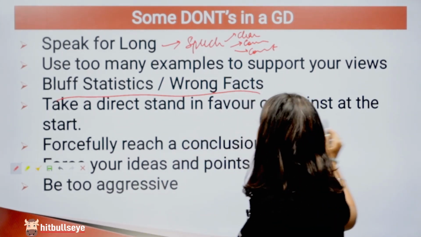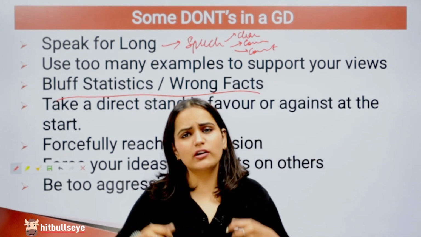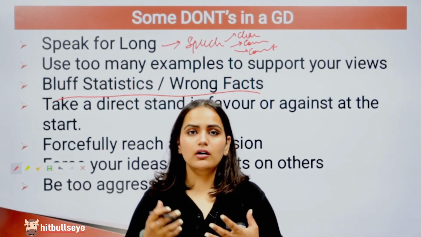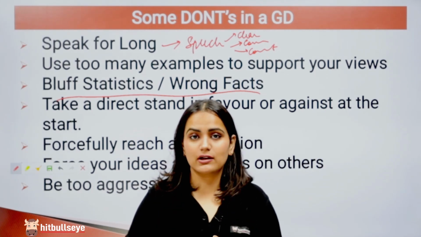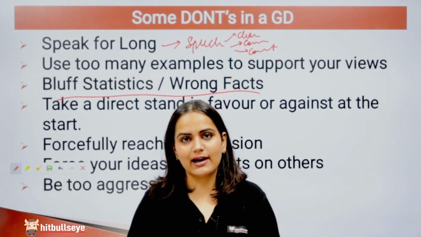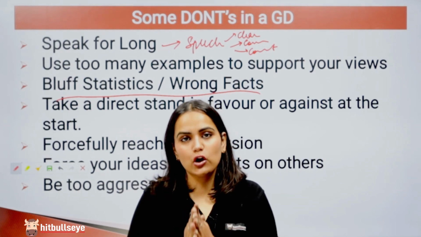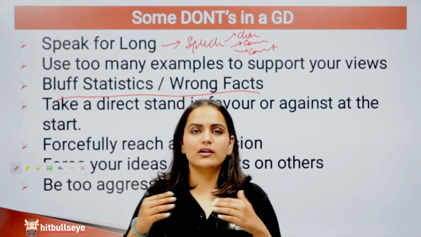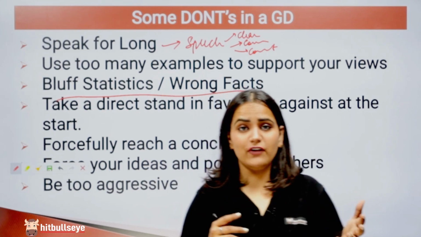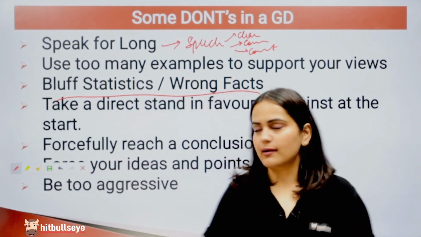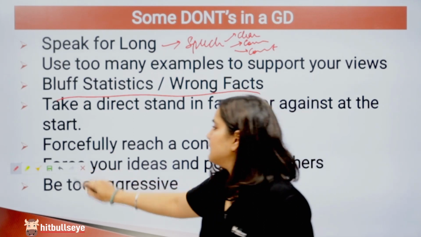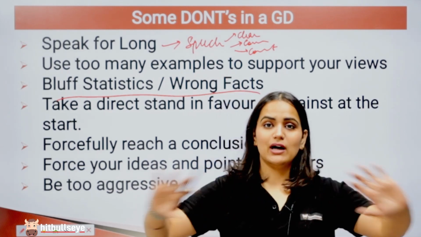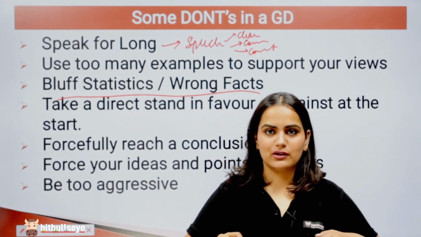Next, take a direct stand in favor or against at the beginning. See, what is the rationale behind a group discussion? It is to see how well can you think of an issue, or how well can you discuss a topic, right? So discussion is the entire rationale behind a GD, right? So you cannot just defy the rationale and come to a conclusion by taking a stand over a particular topic. You cannot just go in favor of or go against the topic in the beginning only, right? So this is what you need to understand. Second thing is forcefully reach a conclusion. You cannot forcefully reach a conclusion. You have to talk to the other people also in the group and then reach a conclusion, right?